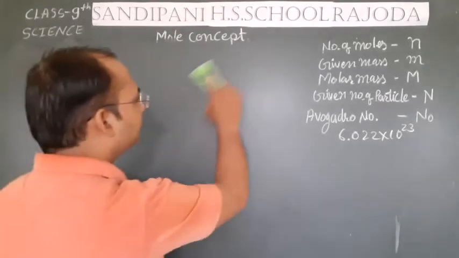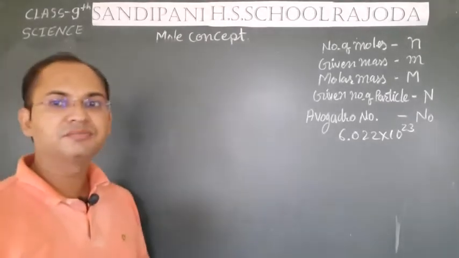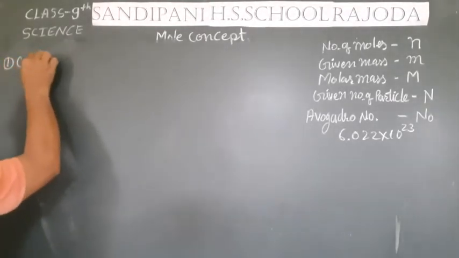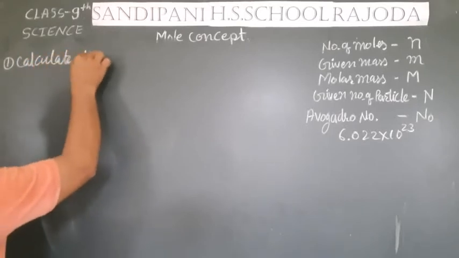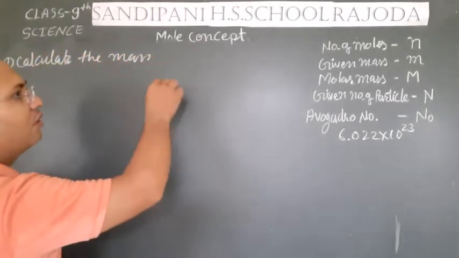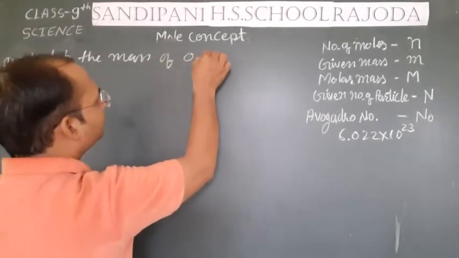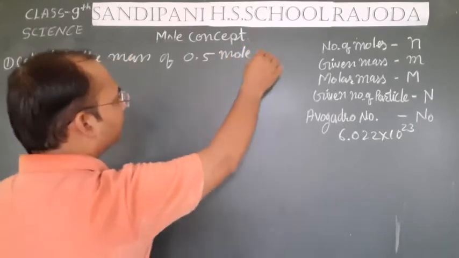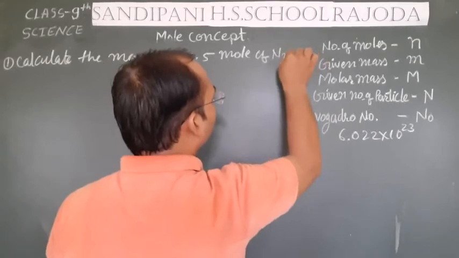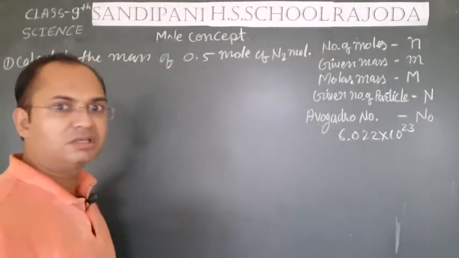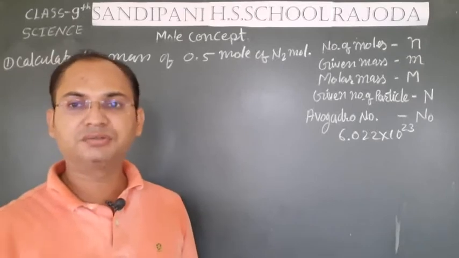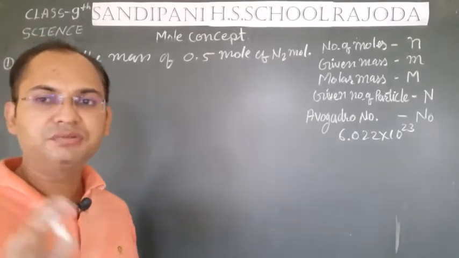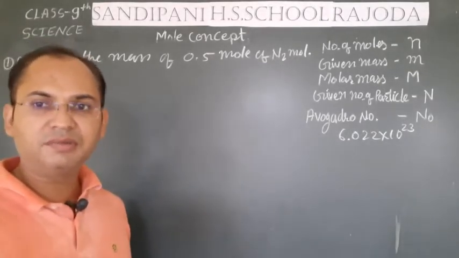Let's take some examples. The first example is calculate the mass of 0.5 mole of N2 molecule. Remember, N2 molecule and not the atom. Now we will apply the same formula that we used to calculate the number of moles if the mass was given.